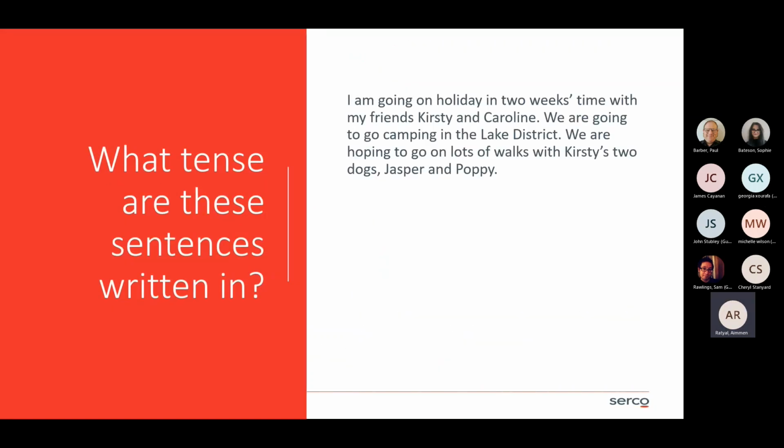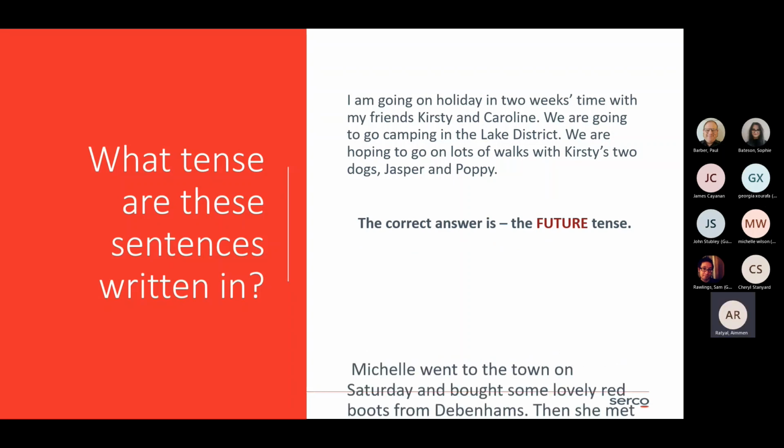So we've got a few more examples. I'm going on holiday in two weeks' time with my friends Kirsty and Caroline. We are going to go camping in the Lake District. We are hoping to go on lots of walks with Kirsty's two dogs, Jasper and Poppy. So what tense do you think this is written in? Michelle's come in with future. John said future. Yes, it's future tense, well done.